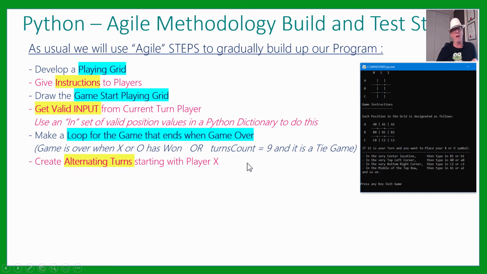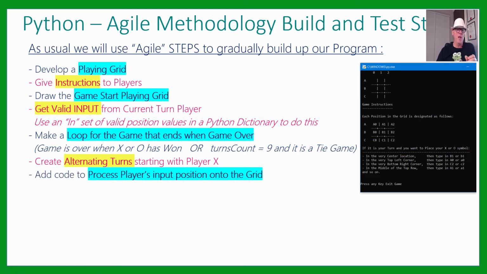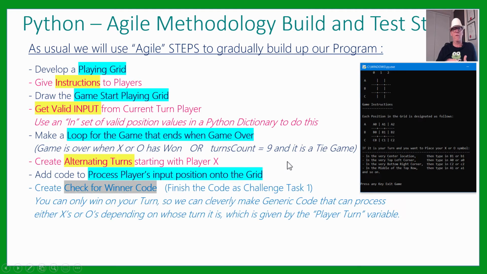As soon as we do have a winner, we finish the program. We're going to add code now to process the player's input position onto the grid. So we get the input from them where they want to move, but then we need code that's actually going to go to the grid and put their symbol, their X or O, in that position on the grid. Okay, so we've got to get that. And then the check for winner.